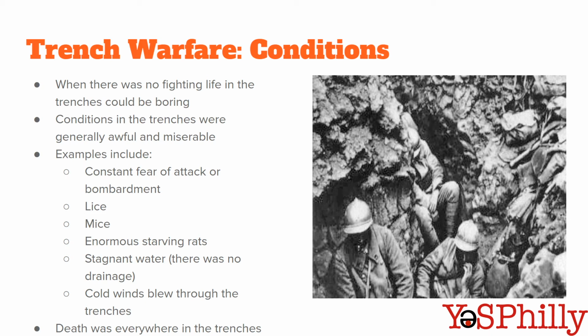There was stagnant water, so if it rained, the trenches would flood because there was no drainage. It's just a trench. They just dug a trench. There's no drainage. And cold winds would blow through the trenches. All right? And death was everywhere, not just from enemy fire, but also from these horrible conditions. You have people's fingers and toes being eaten by rats, people dying of disease. So you have these lice-bitten, rat-infested people who are constantly afraid of attack and getting blown up.